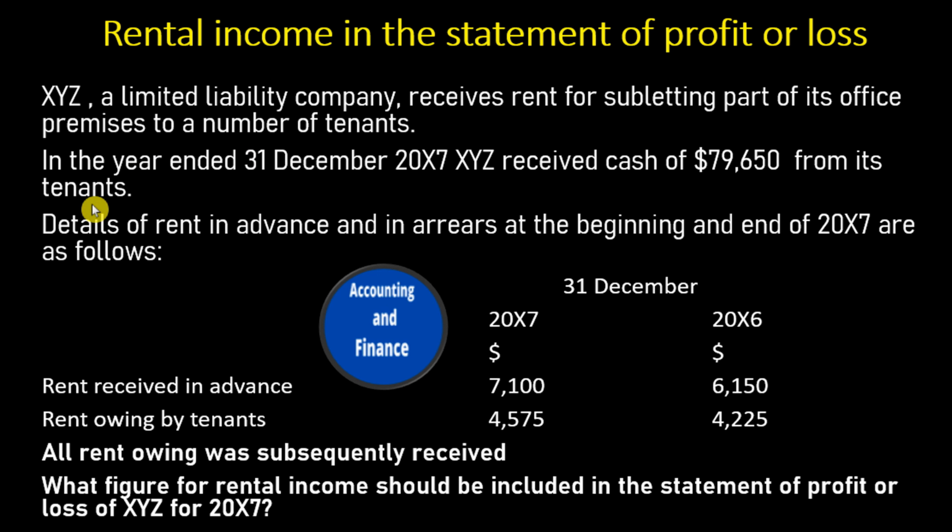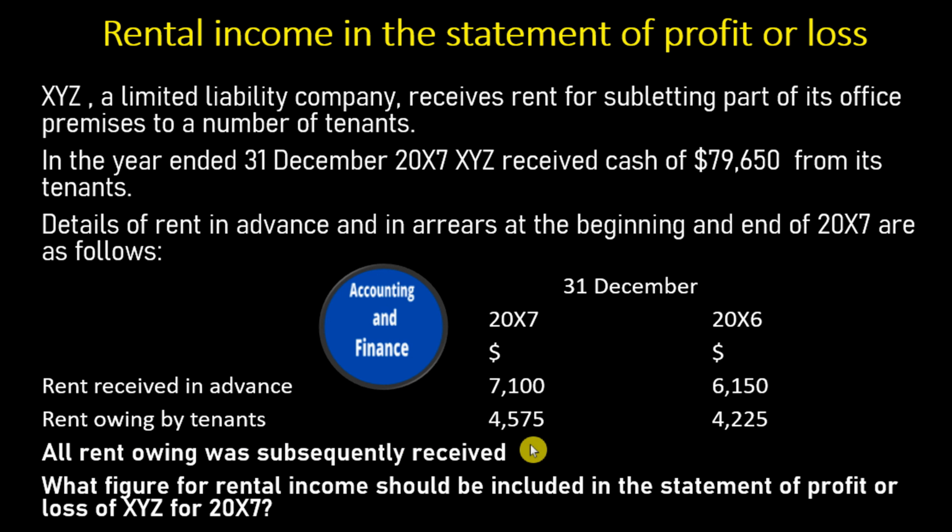$79,650 from its tenants. Details of rent in advance and in arrears at the beginning and end of 20X7 are as follows. 31 December 20X7, 20X6. Rent received in advance, 20X7, $7,100. 20X6, $6,150.